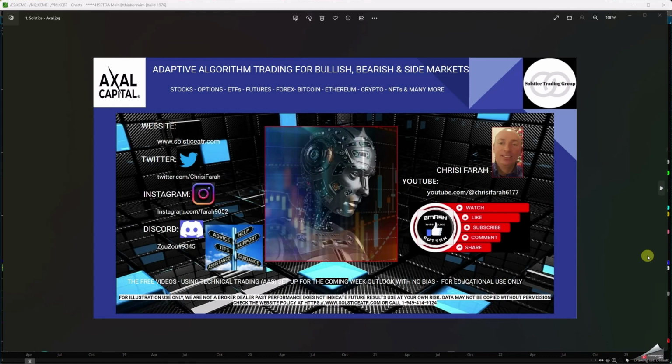We use this adaptive algorithm for trading the side market, the up market, the down market, whether you trade equities, futures, commodities, ETFs, Bitcoin, crypto, NFTs, and many, many more.